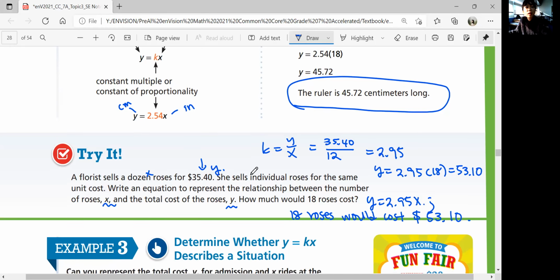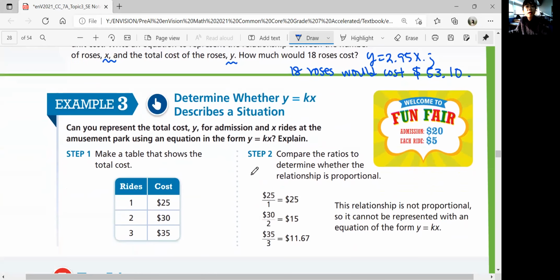Example 3. Determine whether y equals kx describes a situation. Can you represent the total cost y for admission and x rides at the amusement park using an equation in the form y equals kx? Explain. So look at this picture right here. Welcome to Fun Fair. Admission is $20. Each ride is $5. Step 1, we're going to make a table that shows the total cost.